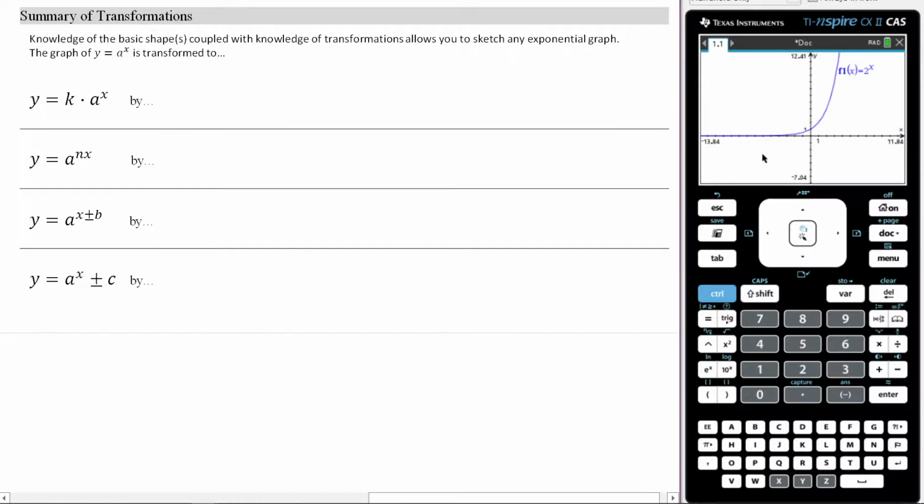We're now going to go through a summary of all the transformations. So knowledge of the basic shapes coupled with knowledge of transformations allows you to sketch any exponential graph. So the graph of y is equal to a to the x is transformed to this by what? So it wants us to write down what transformation is happening here.